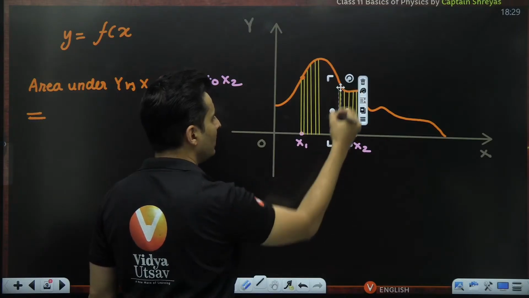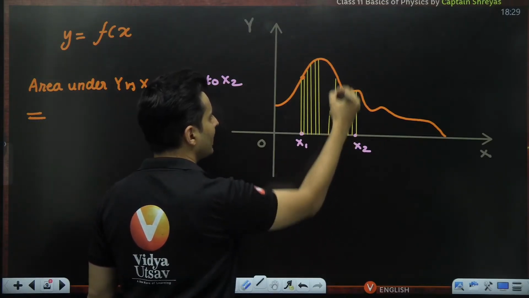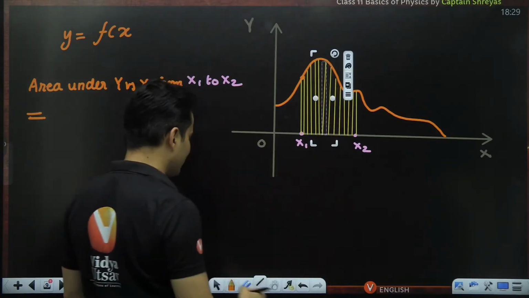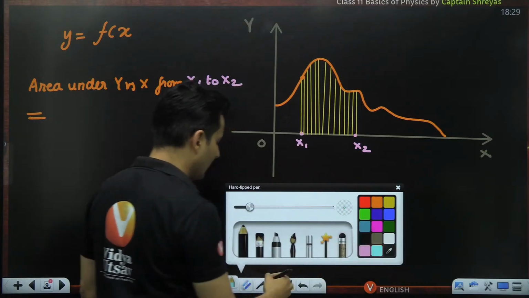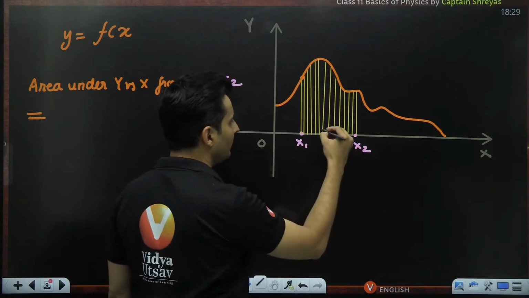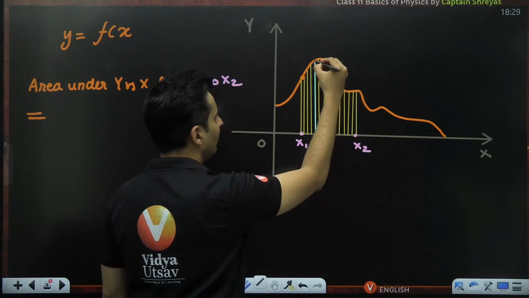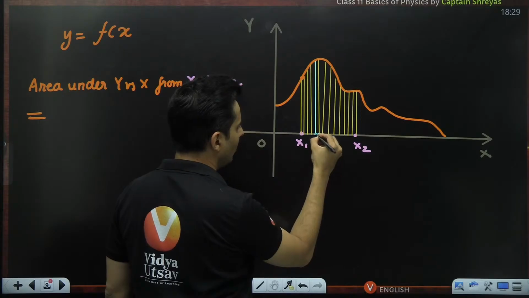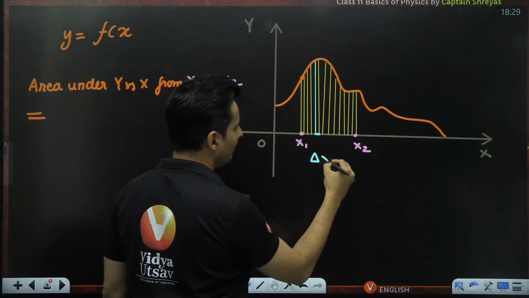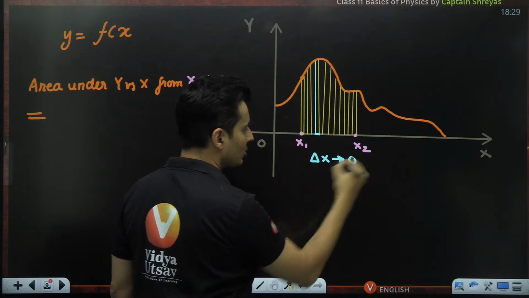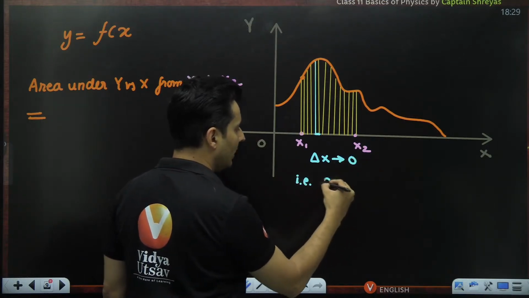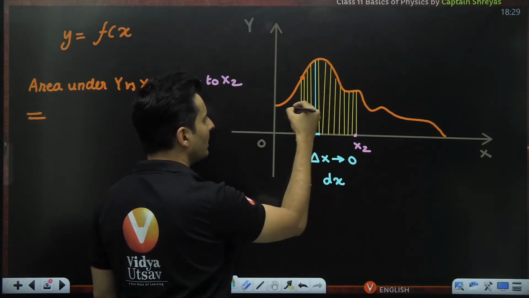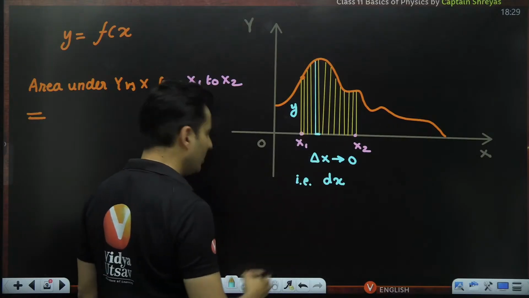What is it called when you make the width or basically make the thickness or make the change very, very small? Yes, my dear students, you have learned that in the class of derivatives. When you have anything whose width is very, very small, delta x tends to 0, that is, you call it as dx. The height of this is still going to be y only.